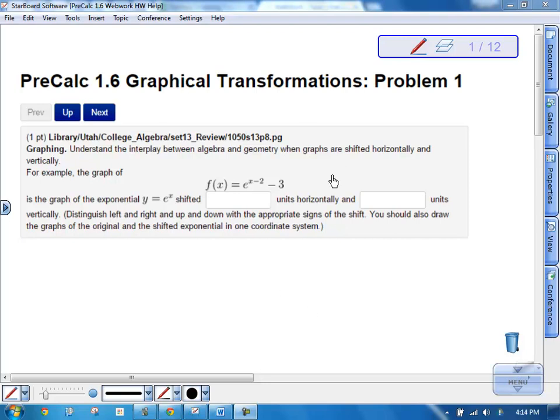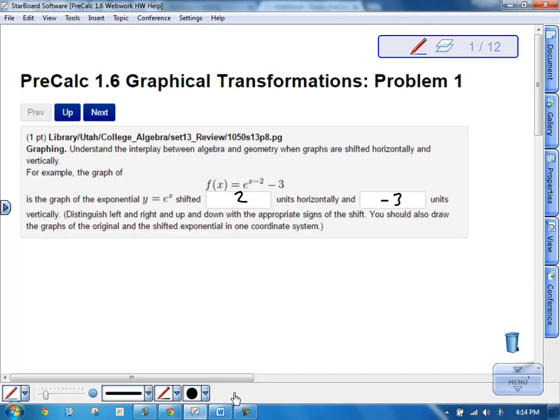Okay, 1.6 homework. First problem gives us a graph of this exponential function that's been shifted. When you subtract 2 from x, it moves the function. You think it would move it left because you're subtracting from x, but it moves it to the right. So we move it right 2 units. And then when you subtract 3 outside of the function, that moves the function down. So I'm going to say -3 here.